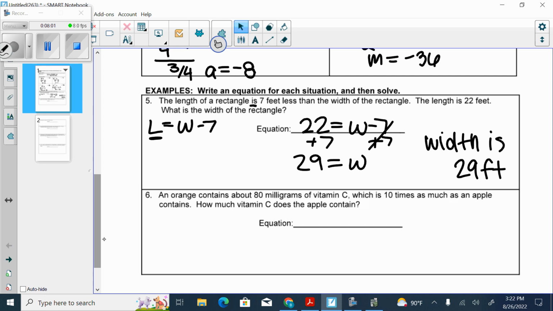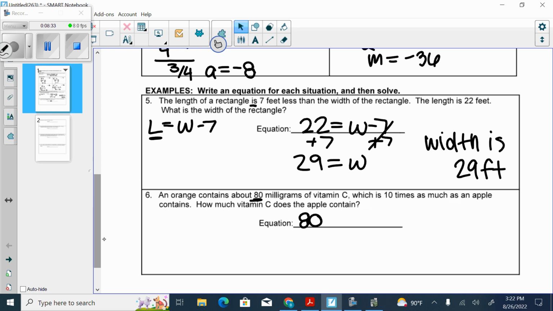Alright, number 6. An orange contains about 80 milligrams of vitamin C, which is 10 times as much as an apple contains. How much vitamin C does the apple contain? Alright, so they said an orange contains about 80. So our orange is the 80, right? So that's the first piece of information they gave me. Orange is 80.